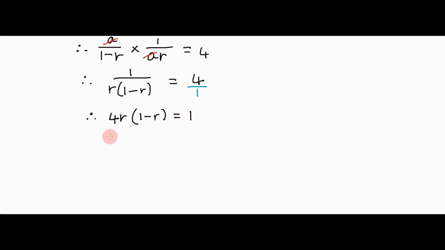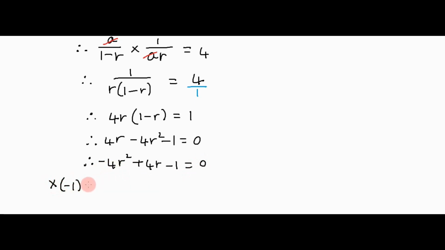And we're going to multiply out the brackets here. And I'm also going to bring the 1 to the left-hand side, so it's equal to 0. I'm going to rewrite this quadratic. So it's negative 4r squared plus 4r minus 1 equals 0. Now we can multiply through by negative 1, and we can factorize this trinomial.